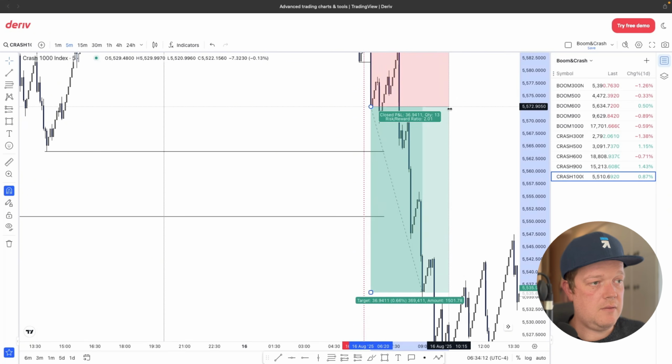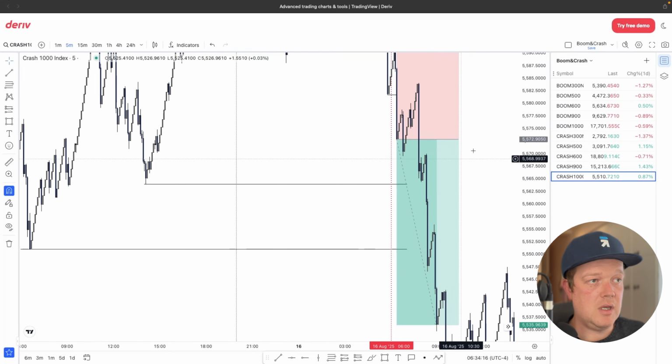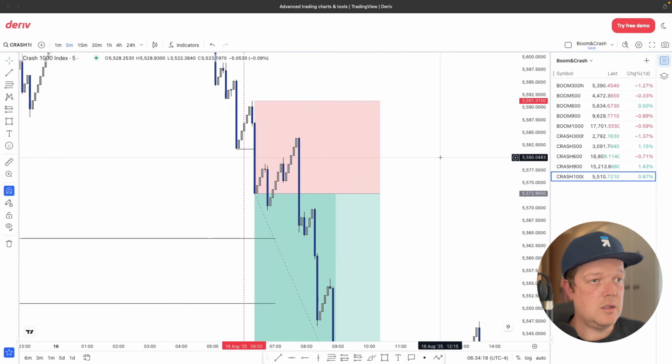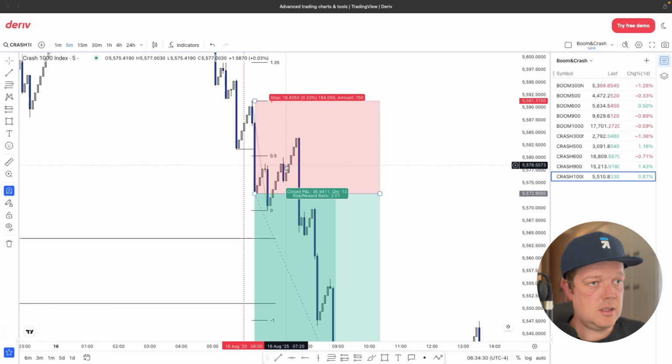And there you have your entry right over there, and these targets have been met as well. If you want a more conservative entry, you can draw your fib from this high to the lowest point. It will be this one right over here.